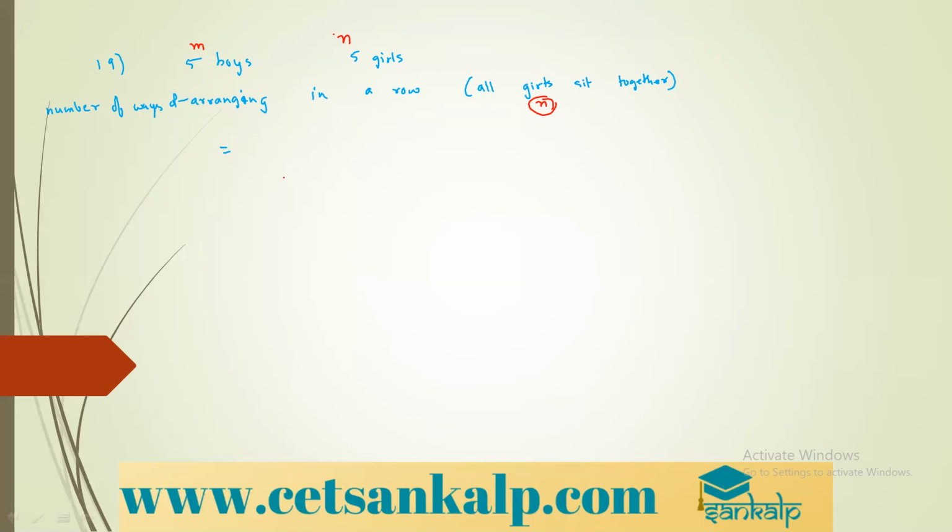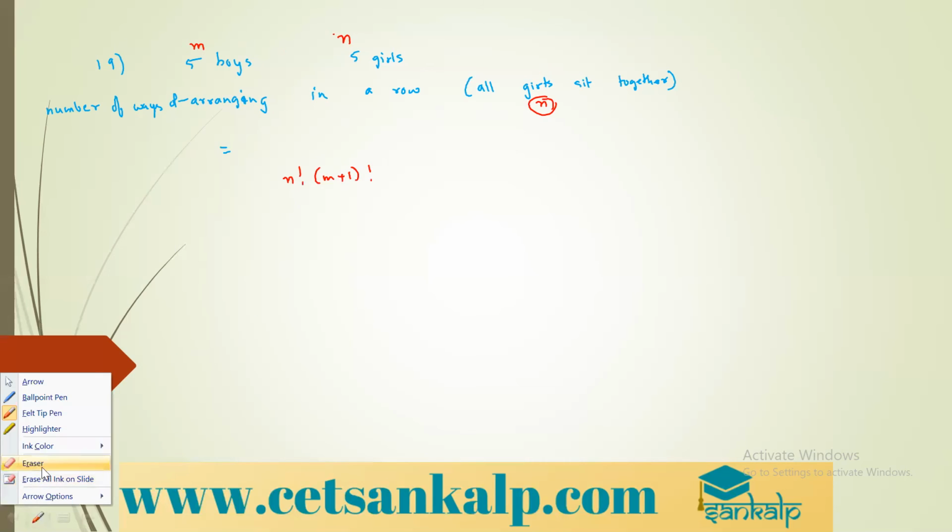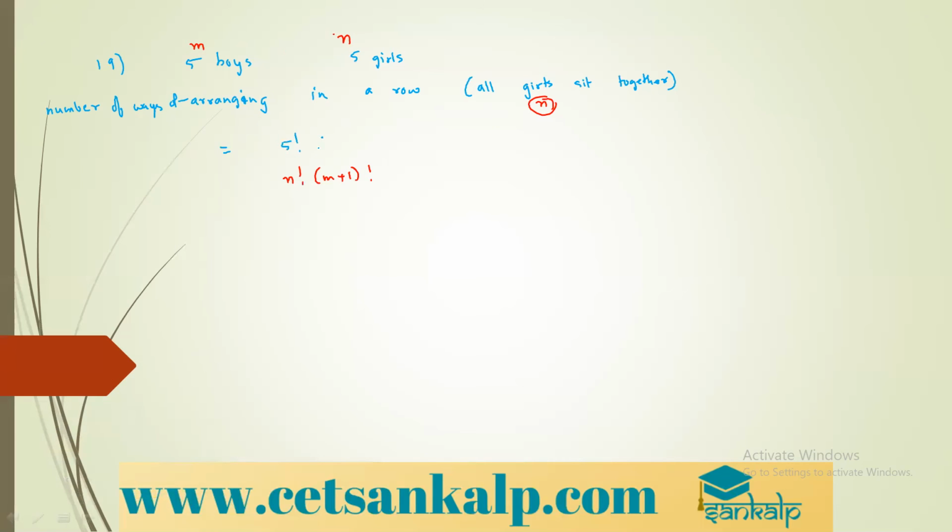So what formula did I give you? N factorial into (M plus 1) factorial. This is the formula I gave you. So if you use that formula, 5 factorial into (5 plus 1) factorial, that is 5 factorial into 6 factorial. 5 factorial is 120, into 6 factorial is 720, and then you will get 86,400 ways of arranging.